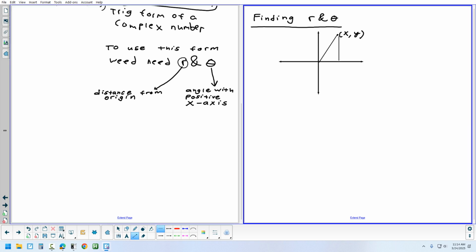So first thing we'll do is draw a triangle. And we can use the Pythagorean theorem. That's easy to get r. So now you're going to be given the x and the y. That's standard form. You will have those two pieces of information. If you know this and you know that, what trig function would relate the two sides that I just circled? Tangent.